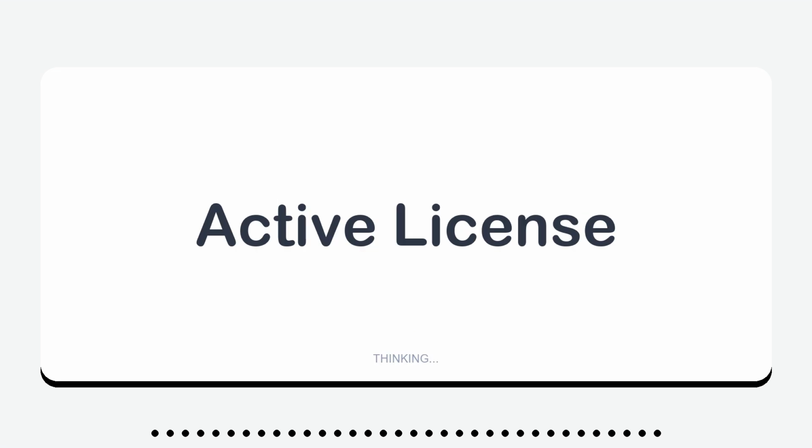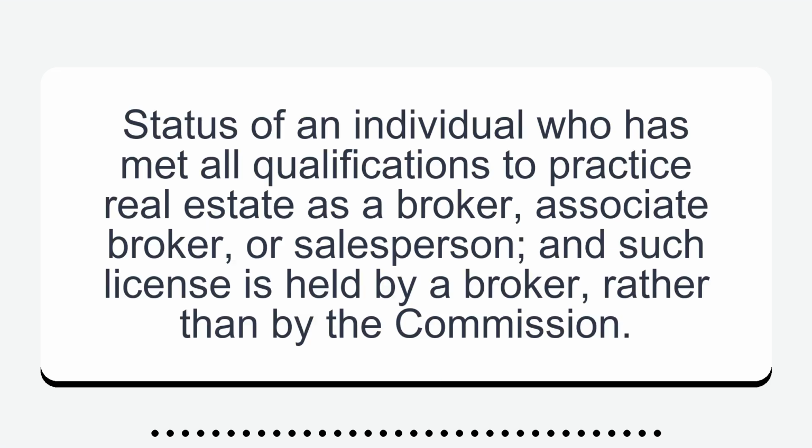Active license. Status of an individual who has met all qualifications to practice real estate as a broker, associate broker, or salesperson, and such license is held by a broker, rather than by the commission.